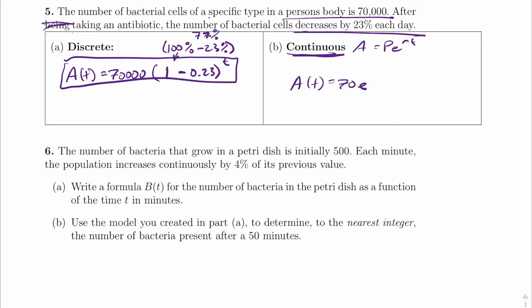So 70,000 times e to the r, which decreasing by 23% is going to be negative 0.23 t.